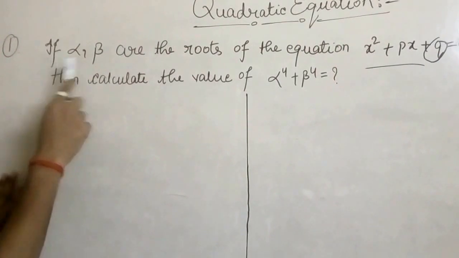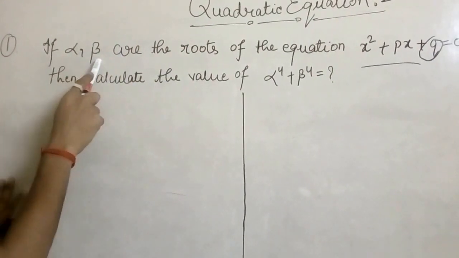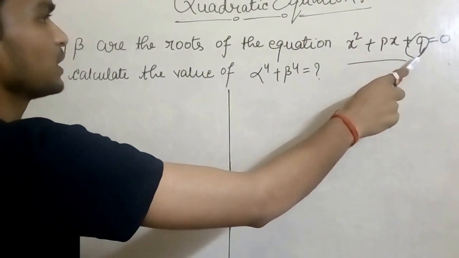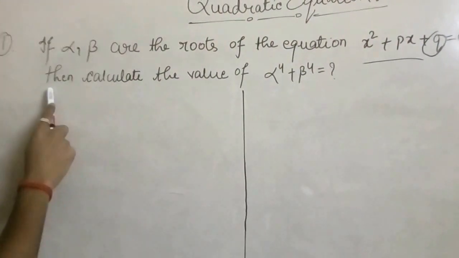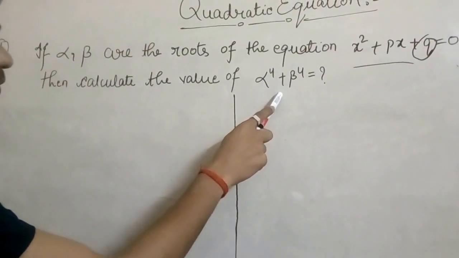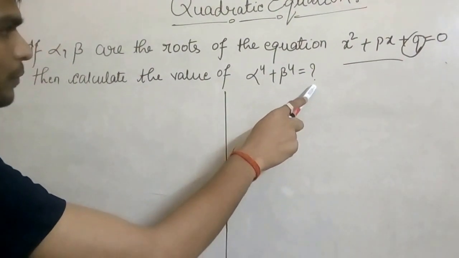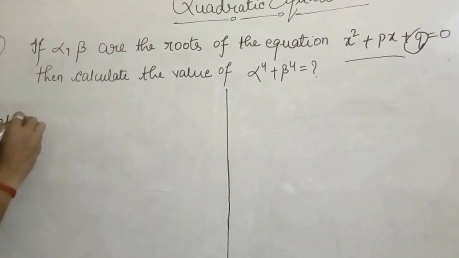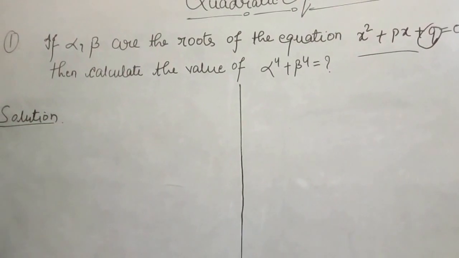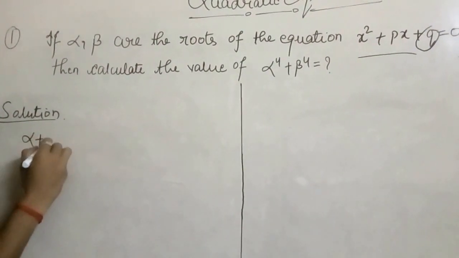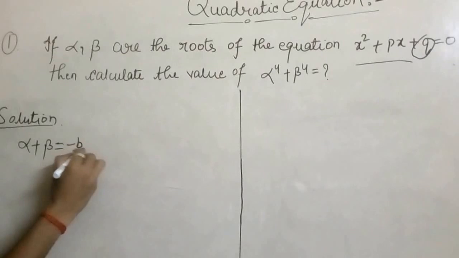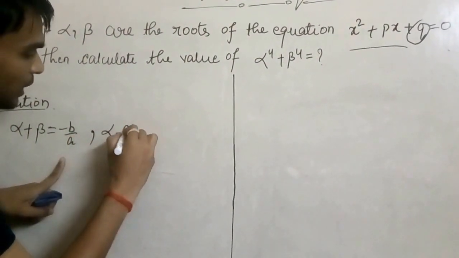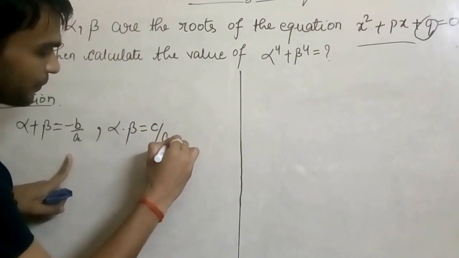So, the problem is that if alpha and beta are the roots of the equation x square plus px plus q equal to 0, then calculate the value of alpha की power 4 plus beta की power 4. So, for solution, we know that alpha plus beta equal to minus b by a, comma alpha into beta equal to c by a.